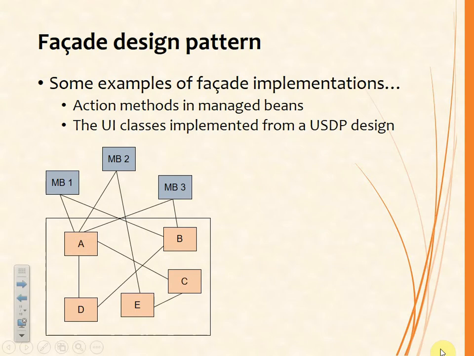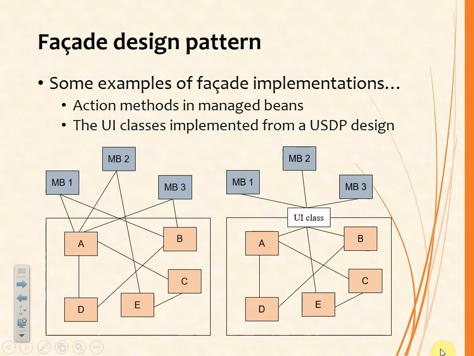So here we have an example. Perhaps the action methods in managed beans are going to be calling various components. We've got A and B for managed bean 1. We've got A and E for managed bean 2, and so on. These managed beans have a dependency upon all those subcomponents, and we want to try to separate those out. So we could build in a facade.